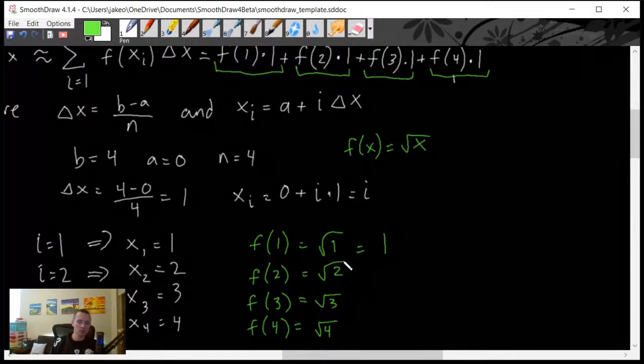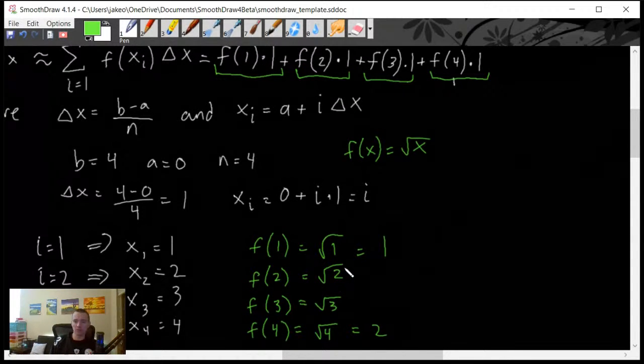Square root of 1 is 1. Square root of 2 and square root of 3 we'll just leave in exact form for now. And then the square root of 4 is 2. So basically what we can do now is plug each of these 4 numbers back up into this thing here, where we have f of 1 times 1, which is just f of 1, which is 1. f of 2 times 1 is just f of 2, which is the square root of 2. f of 3 times 1 is just f of 3, which is root 3. And then f of 4 times 1 is just f of 4, which is square root of 4, which is 2.